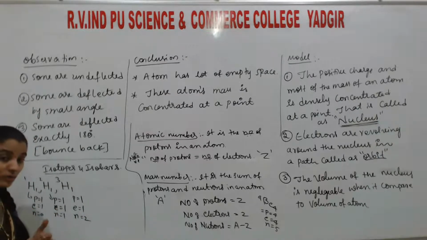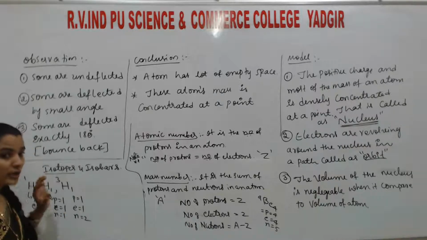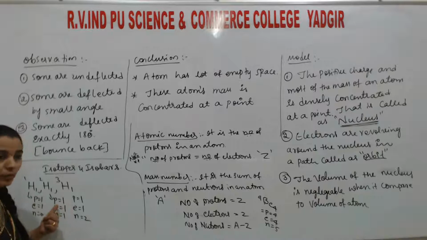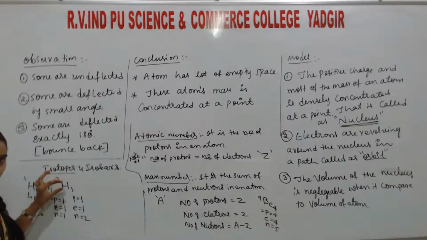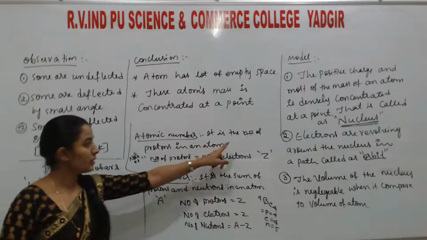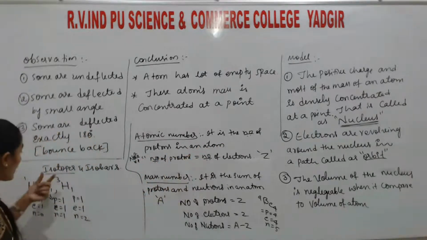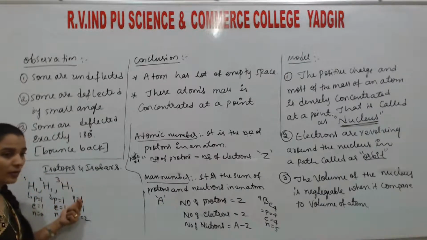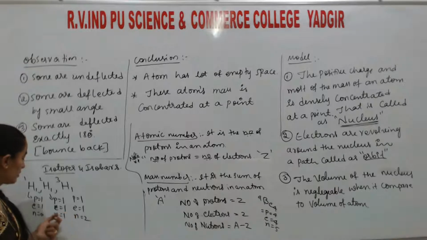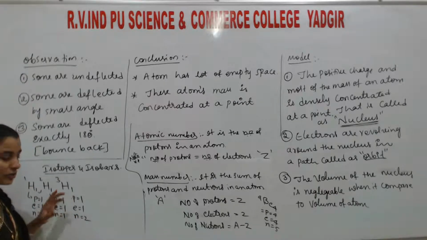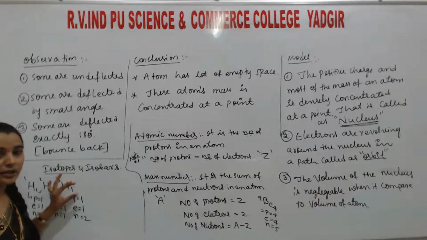So listen, you can also say the definition for these isotopes. The elements having the same number of protons, the same number of electrons, but a different number of neutrons. Isotopes means elements having the same atomic number, 1, 1, 1, and different mass numbers. What is this atomic number? It is the number of protons. So the elements having the same number of protons and electrons but a different number of neutrons are called isotopes. This is the best example: protium, deuterium and tritium.